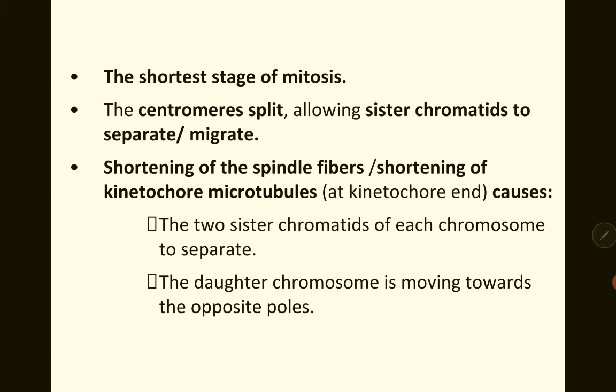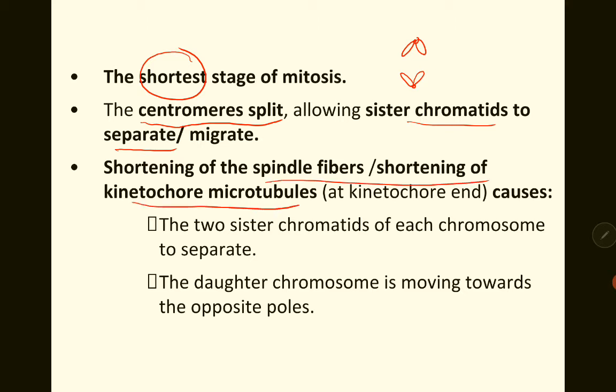Okay, so anaphase is the shortest stage of mitosis. Now the centromere will be split, allowing the sister chromatids to separate. Shortening of the spindle fiber, or shortening of the kinetochore microtubule. Because of the kinetochore microtubule, they start to become shortened. So when they shorten, they will pull away the sister chromatids, which causes the sister chromatids to be separated.